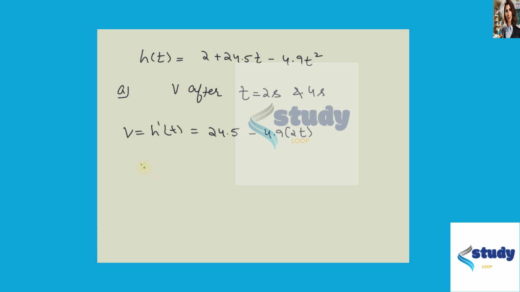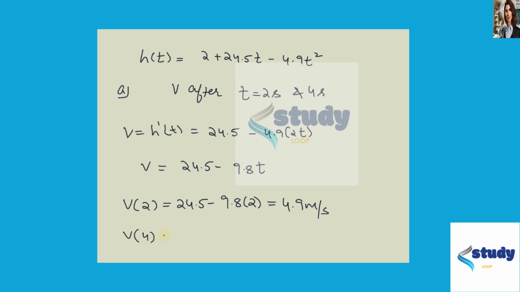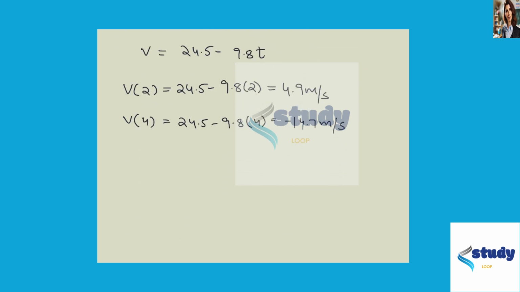That can be written as velocity, and this will be equal to 24.5 minus 9.8t. Finding at t equals 2, we get 24.5 minus 9.8 times 2, and solving this we get 4.9 meters per second. Next, finding the velocity at t equals 4, this will be equal to 24.5 minus 9.8 times 4, which is minus 14.7 meters per second. This is negative because the direction will be changed after this time.